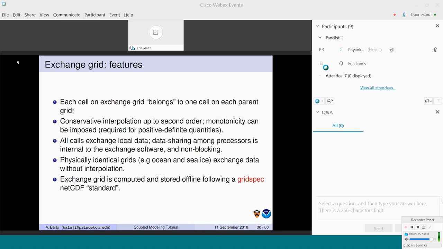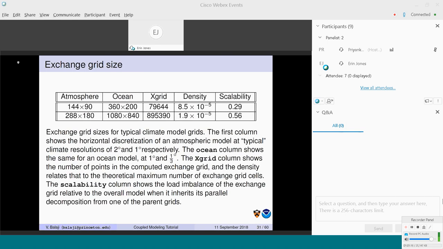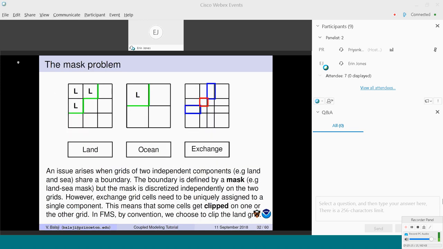Most of them are done using local data, but there is everything in the exchange that handles this communication in one direction. And if you have a physically identical grid, if two pieces happen to be exactly the same, it will do it exactly without any interpolation. And your question about how you compute it: it is actually expensive to compute the overlap of two grids, so usually we compute it once and store it. We don't recompute it every time. And this just shows how much load imbalance there was. This is about the performance of the exchange grid, and I think I'm going to skip this.